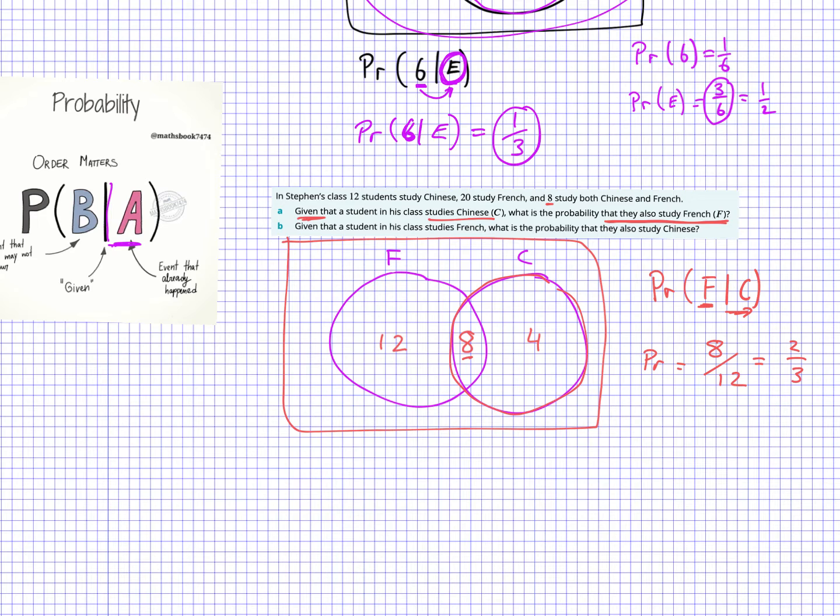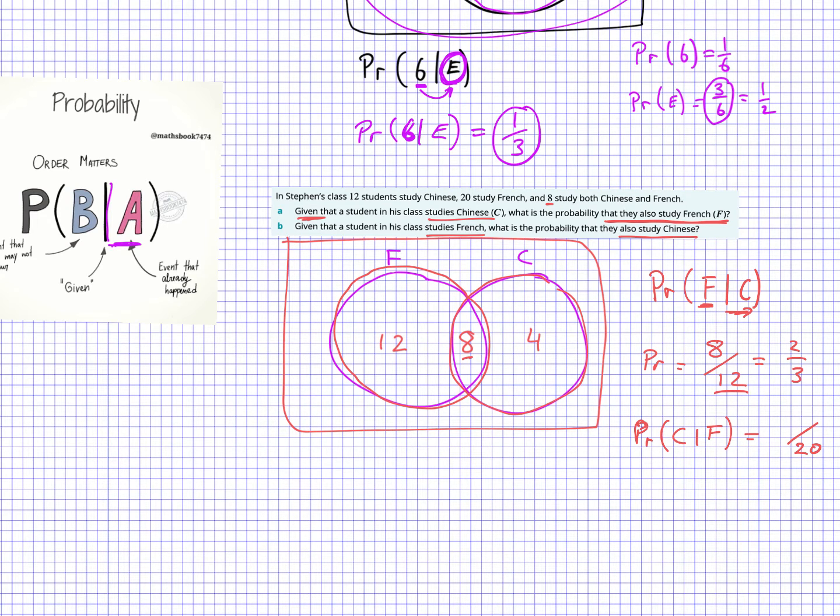All right, so our sample space has changed. Question B says, given that a student studies French, what is the chance they also study Chinese? Now this might seem a bit of a no-brainer. You're already thinking to yourself, surely it's 2 out of 3. But look at the circle of French. This is our denominator. It's 20.